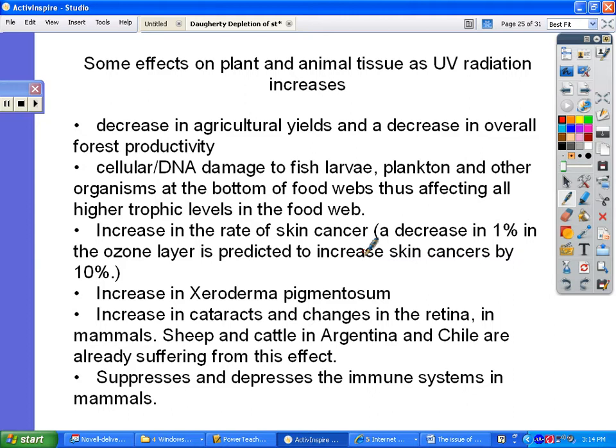Where is it? I think it is here. Nope, it's not in this one. I'll see if I can find it in a moment.